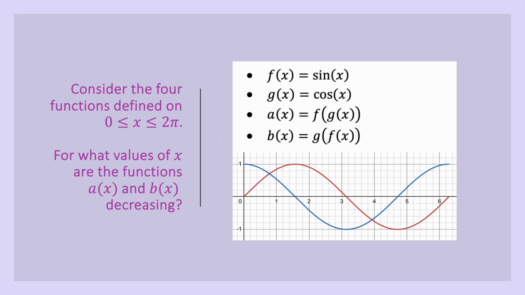This problem here involves the use of the chain rule. We've got some functions f and g that are composed to make a and b, and the question asks us for what values of x are the functions a and b decreasing, and we're just focusing on the interval 0 to 2 pi. So good luck with this question, and after the intro music we'll see you for the solution.